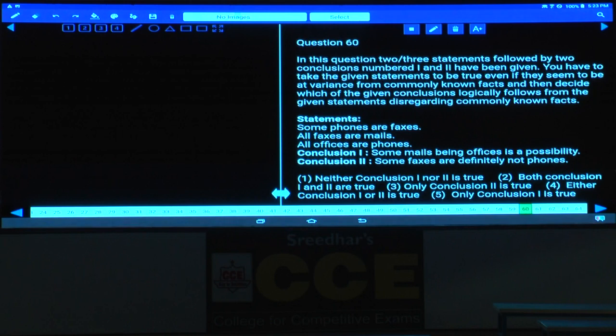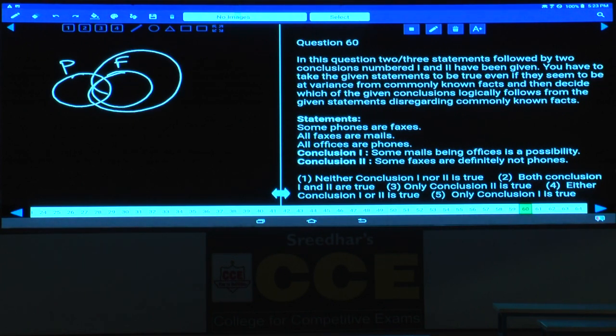Then question number 60. Some phones are faxes. Some of the phones are faxes can be written like this. All faxes are mails. And all offices are phones. Now I can write my office like this. Then the first one is a possibility. Let us work outwards. Second one, some faxes are not phones. Some of the faxes are not phones, true or false, tell me.